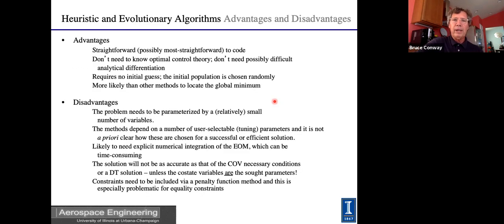The one main disadvantage is that you have to parameterize it with a small number of parameters. I mentioned that for the direct transcription solutions, you can have thousands. We've solved problems with 3,000, 4,000 parameters. Here you have to use typically less than 100. So you have to find some way to enable the problem you want to solve to be described by a small number of variables.